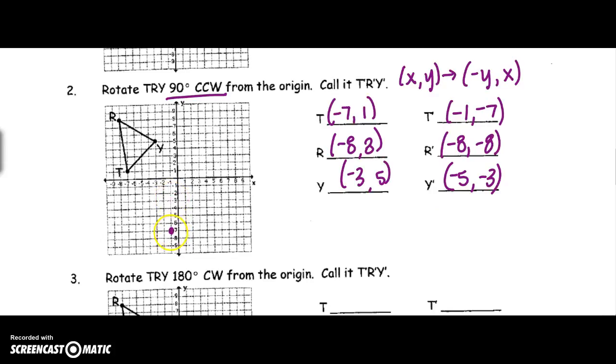(-1, -7) is T prime. (-8, -8) is R prime. And (-5, -3) is Y prime. Connect your dots, and you just rotated this 90 degrees counterclockwise.